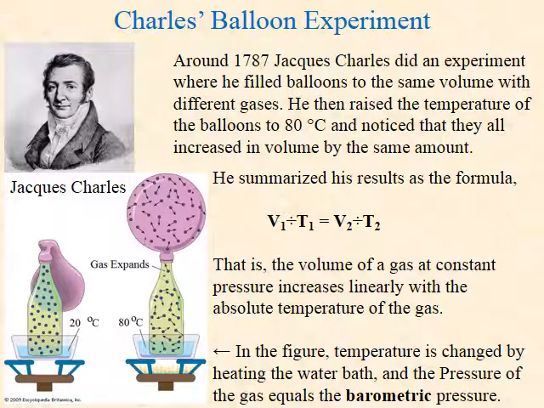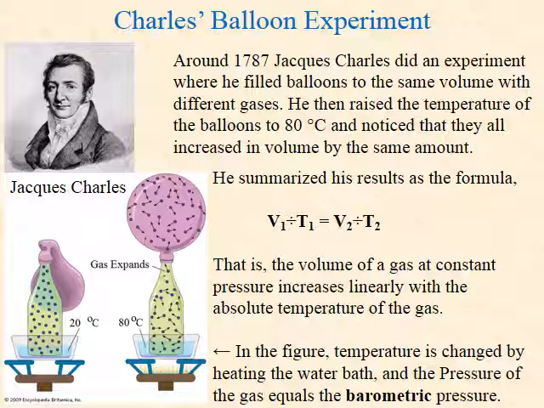Around 1787, Jacques Charles did an experiment where he filled balloons to the same volume with different gases. He then raised the temperature of the balloons to 80 degrees Celsius and noticed that they all increased in volume by the same amount. He concluded that the volume of a gas at constant pressure increases linearly with the absolute temperature of the gas.